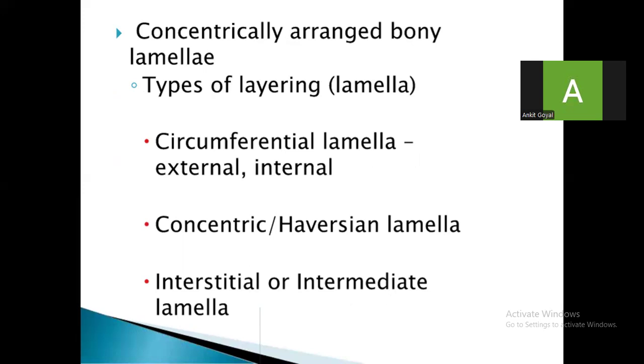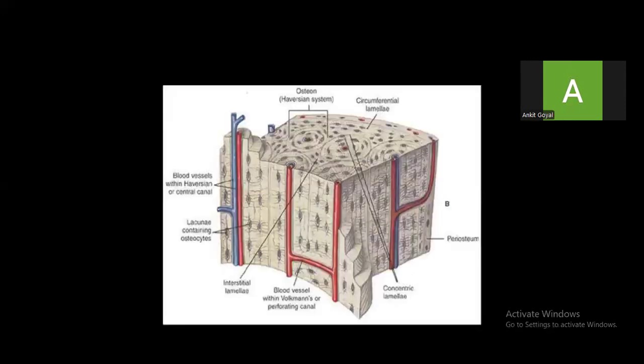Concentrically arranged bony lamellae. These give the types of layering to the lamellae. First is circumferential lamellae, which are present externally or internally. Then concentric or Haversian lamellae. Then interstitial or intermediate lamellae.